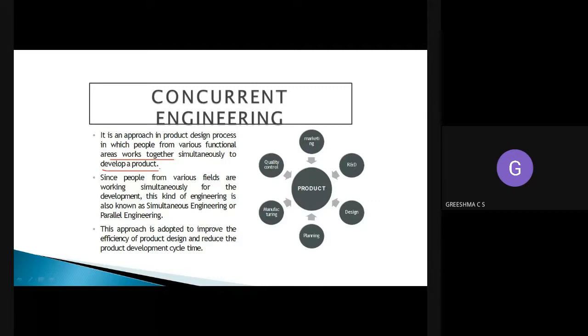Since people from different engineering streams work together simultaneously, it is called simultaneous engineering or parallel engineering. We use concurrent engineering mainly to improve the efficiency of the design and to reduce the product development cycle time. That is, things that would take 1 year can be developed within 6 months or 5 months. We can reduce the cycle time.